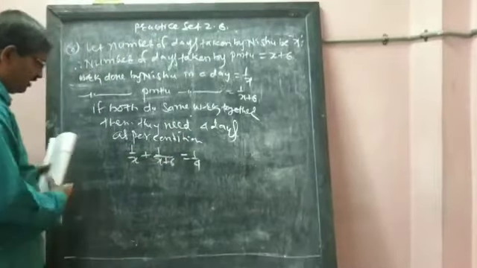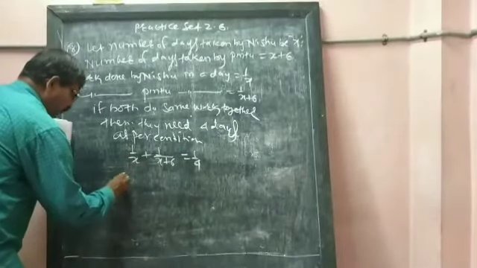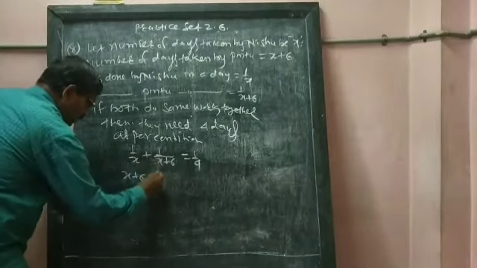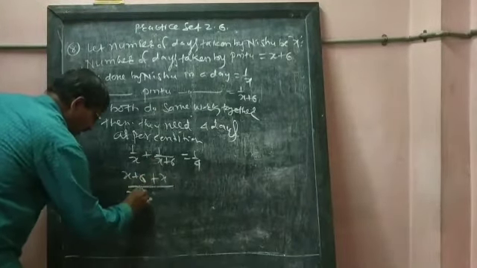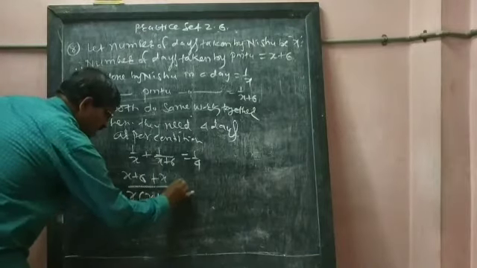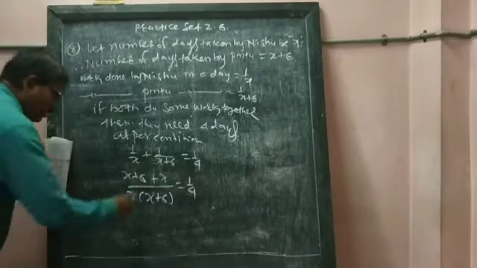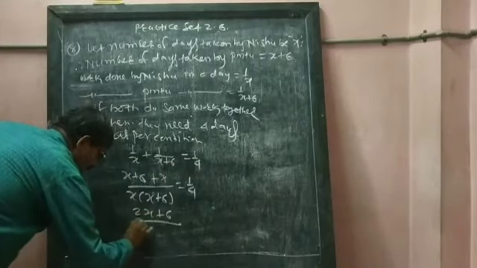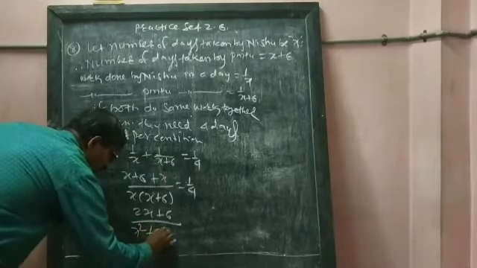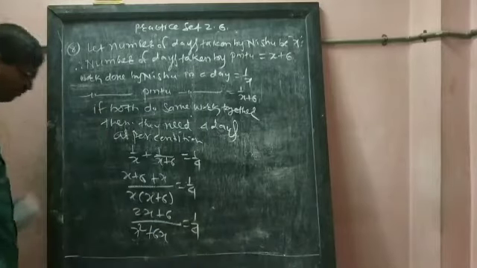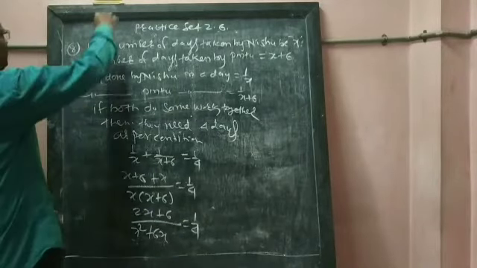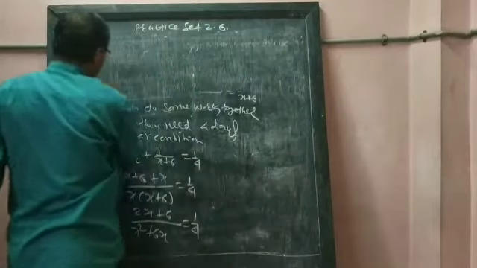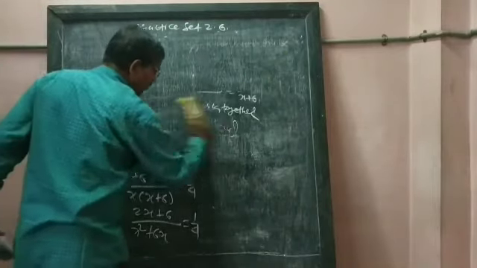So by this way, taking the cross multiplication, x plus 6 into 1 plus x into 1 gives x plus x plus 6, and below it x in bracket x plus 6 is equal to 1 upon 4. So x plus x is 2x plus 6, and here x square plus 6x is equal to 1 upon 4. Please check. Now do the cross multiplication.